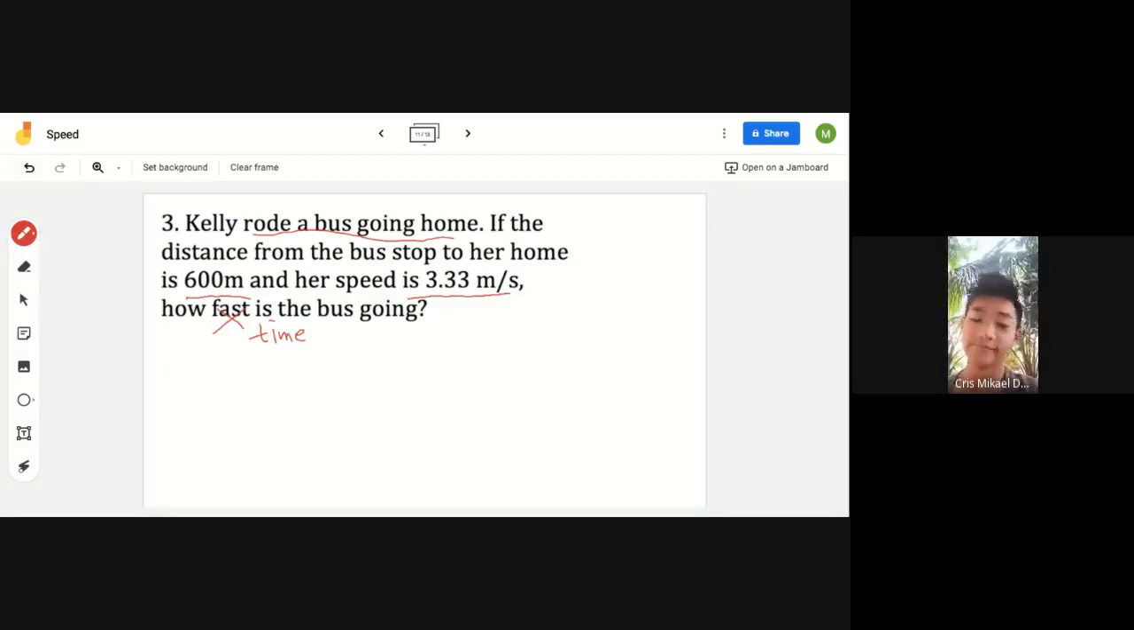Type mga sa chat box, tingnan natin kung tama. Naka-off. It's turned off. Wait lang. I-divide ba yung 600 meters tsaka 3.33 meters? Ay, magtanong ka kay Teacher Ivy. Kaka-join ko lang eh. That's bad.